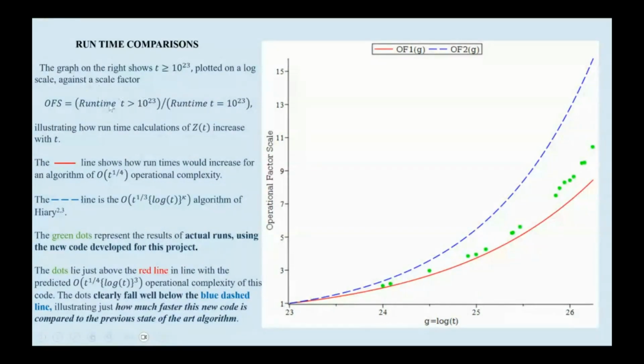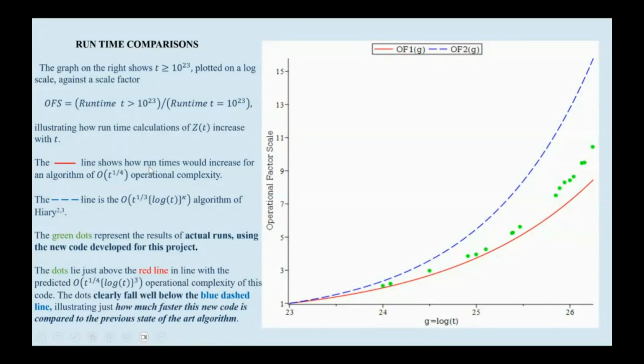And then you do other computations for the particular algorithms you're interested in. So let's look at the blue dashed line. This is the previous best algorithm, the t to the 1/3 algorithm that I just mentioned earlier. And that's the blue dashed line. So what you can see here is the curve here. So as you go up to sort of t to the power 10 to the 26, you are going to need, what's that? 12. It's going to take you 12 times as long to do compared to doing the calculation at 10 to the 23. Okay, like so.